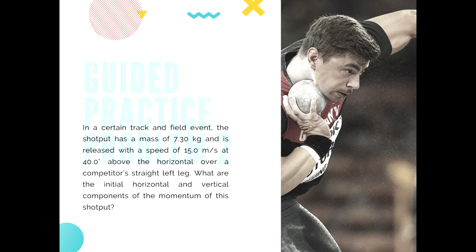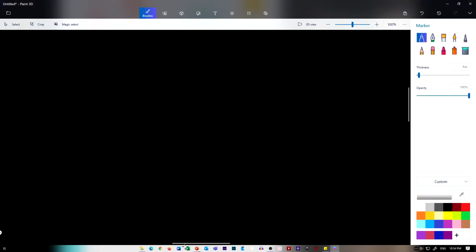Okay, so we're asked, in a certain track and field event, the shot put has a mass of 7.30 kilogram and is released with 15 meters per second at 40 degrees above the horizontal over the competitor's straight left leg. What are the initial horizontal and vertical components of the momentum of the shot put? So this is incorporating one of the topics that we had before. So it's of course projectile motion.